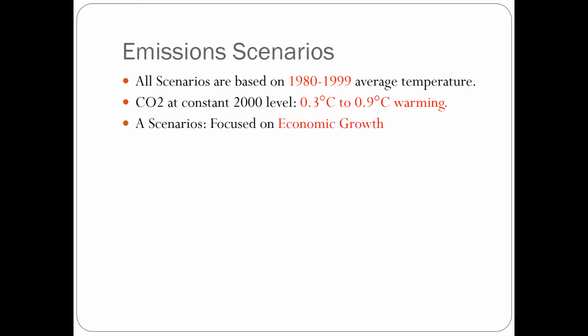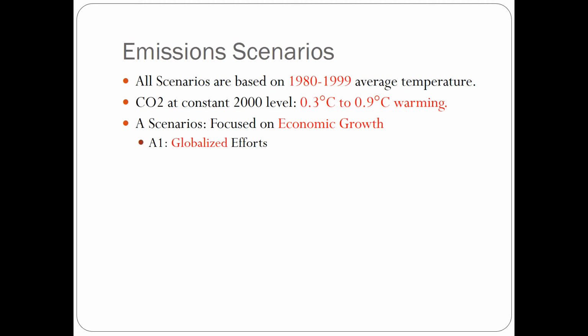Well, these other two scenarios I'm talking about are split up into what are called A scenarios and B scenarios. A scenarios are scenarios focused solely on economic growth. Here, we don't care about what we do to the environment. It's all about the economy. It's all about increasing productivity. It's all about making more money. It's all about economic growth, which is a good thing. Economic growth is a good thing. But in these scenarios, that's the primary focus. Environmental sustainability is not considered. In this case, we have 4 different scenarios.